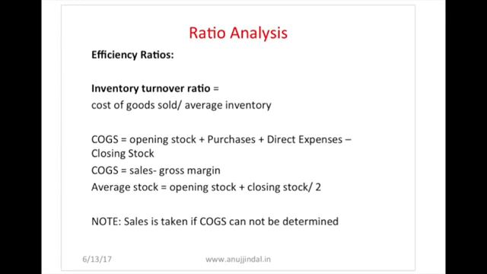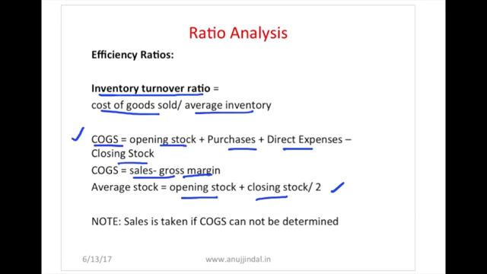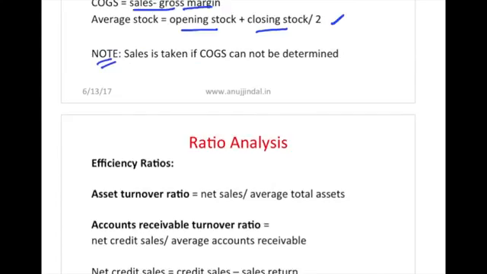Next is efficiency ratios. The first one is inventory turnover ratio, which is COGS or cost of goods sold upon average inventory. You already understood how to find out COGS. Let's see it again. Opening stock plus purchases plus direct expenses minus closing stock, or sales minus gross margin also gives us cost of goods sold. Average stock here is opening stock plus closing stock divided by 2. One thing to note here is sales is taken if COGS cannot be determined. So if COGS cannot be determined in a question, only then do you take sales in place of COGS in order to find out inventory turnover ratio.